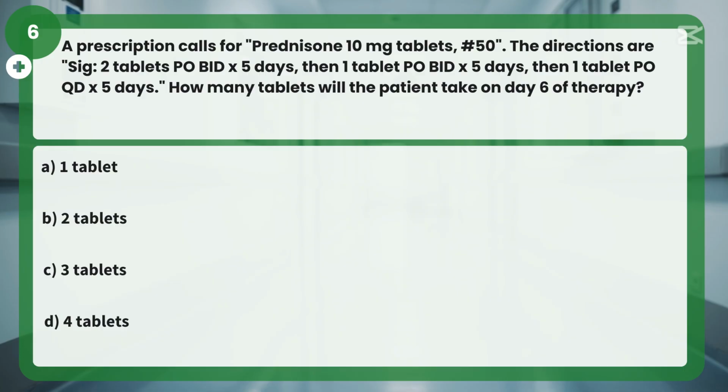Question 6. A prescription calls for prednisone 10 mg tablets, number 50. The directions are Sig. 2 tablets PO BID x 5 days, then 1 tablet PO BID x 5 days, then 1 tablet PO QD x 5 days. How many tablets will the patient take on day 6 of therapy? A. 1 tablet. B. 2 tablets. C. 3 tablets. D. 4 tablets.